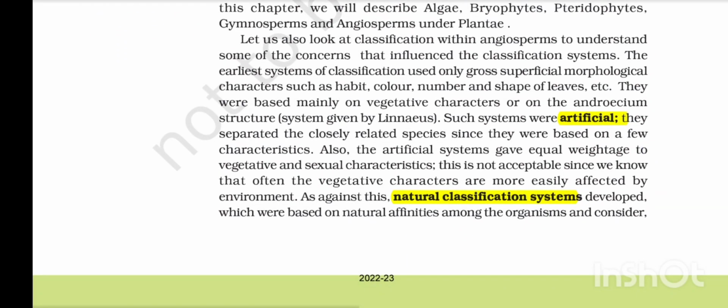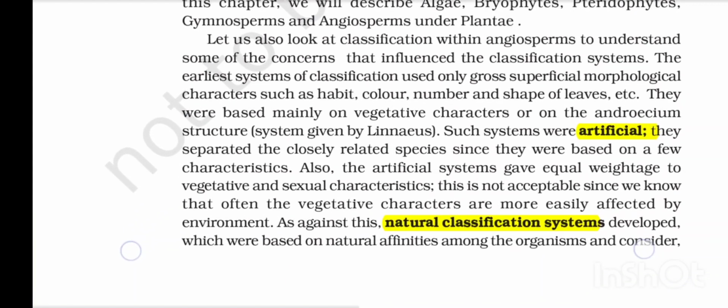Let us take a look at classification within angiosperms to understand some of the concerns that influence the classification systems. The earlier systems of classification used only gross superficial morphological characters such as habit, color, number, and shape of leaves, etc. They were based mainly on vegetative characters or on the androecium structure system given by Linnaeus. Such systems were artificial. They separated the closely related species since they were based on a few characteristics. Also, the artificial system gave equal weightage to vegetative and sexual characteristics. This is not acceptable since we know that often the vegetative characters are more easily affected by environment.